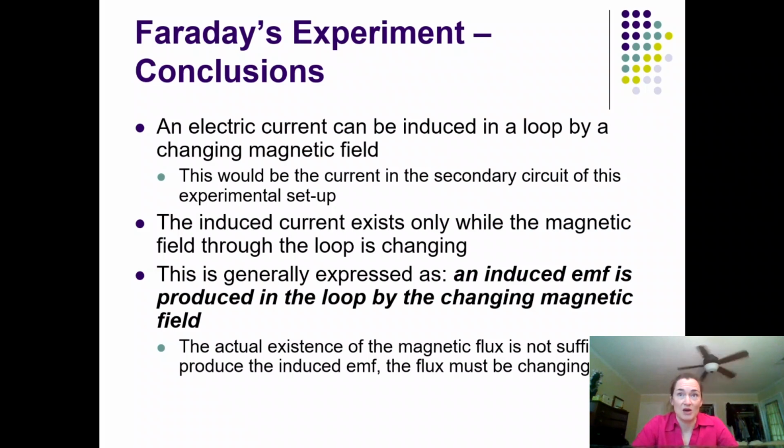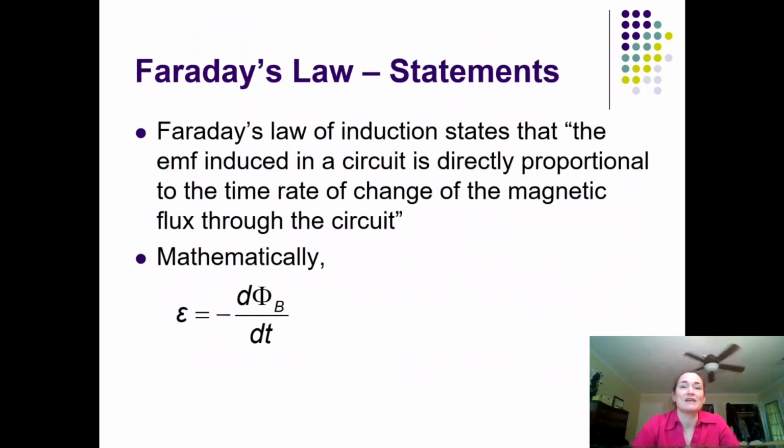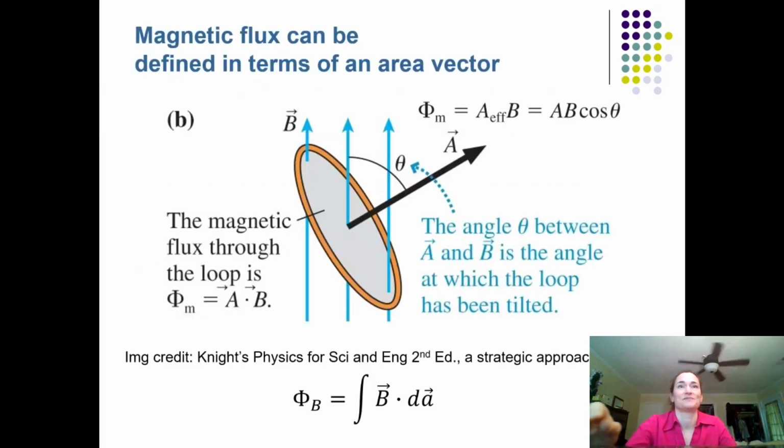So to sum up, an induced EMF is produced in the loop by a changing magnetic field. So the existence of magnetic flux isn't sufficient. The magnetic flux also must be changing. And that's expressed here in this equation. Here, the curly E is the induced EMF, and that's equal to the negative derivative with respect to time of the magnetic flux, phi B. Okay? In English, that says the EMF induced in a circuit is directly proportional to the time rate of change of the magnetic flux in the circuit.